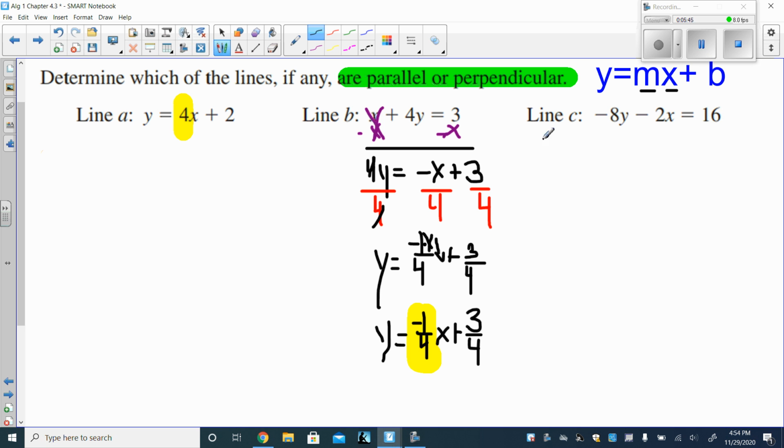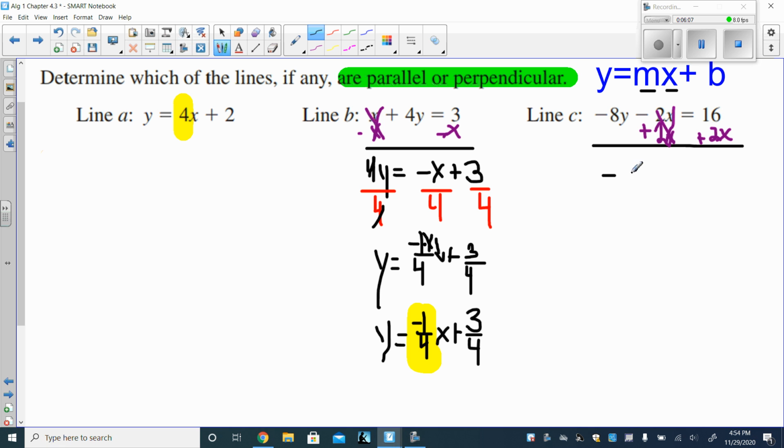Now looking at line C, we're going to need to do the exact same thing that we did on line B, is we need to get it in slope-intercept form. So we need to get y by itself. Now the first thing we can do is we can add 2x to both sides. Because when I add 2x to both sides, we'll simplify, because negative 2x plus 2x here would cancel.